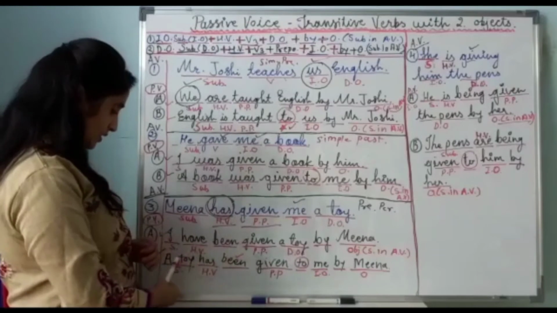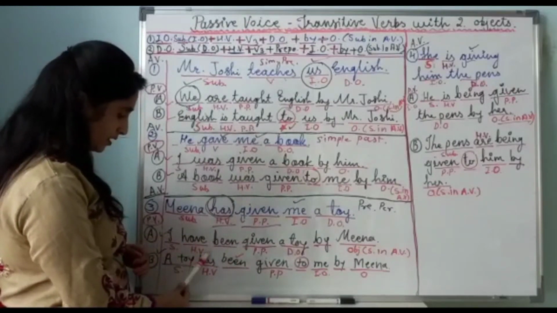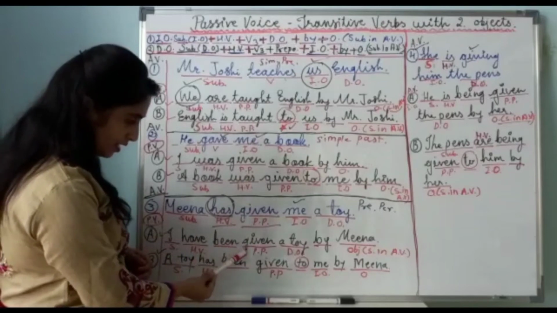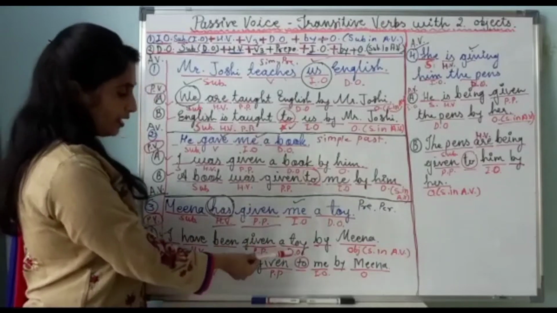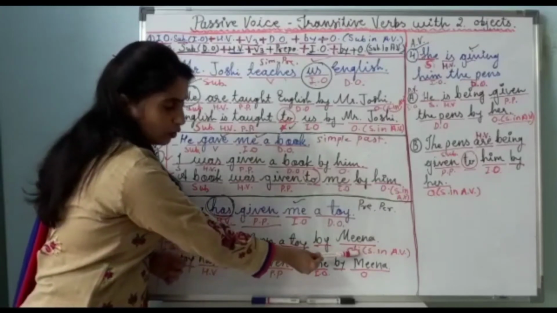So, see the structure. Subject, helping verb, plus been, plus past participle, plus direct object, plus by, plus object.